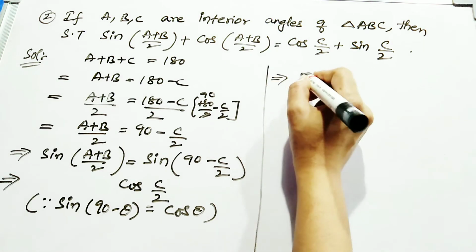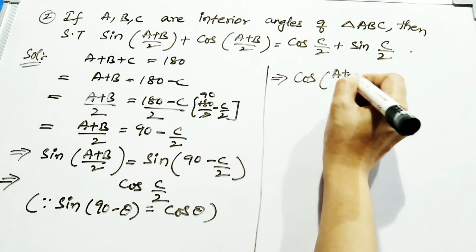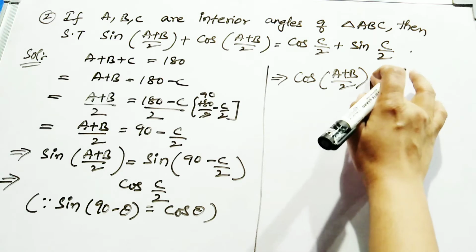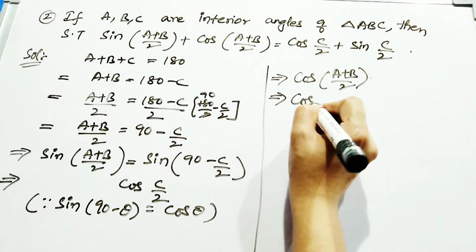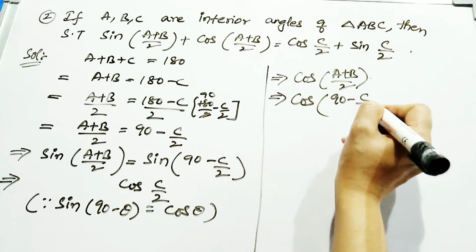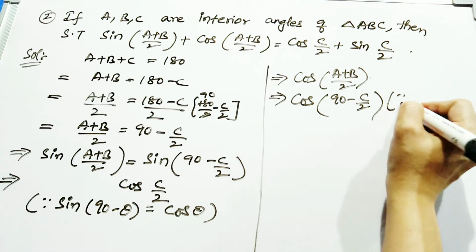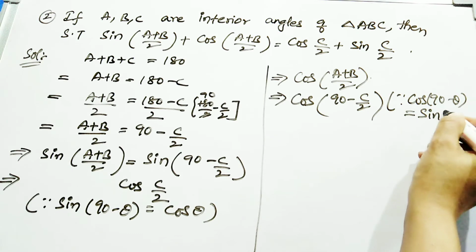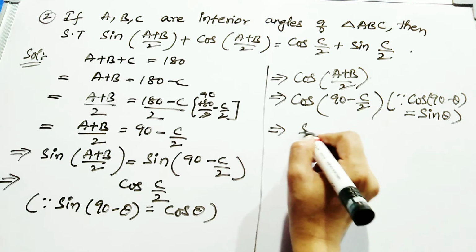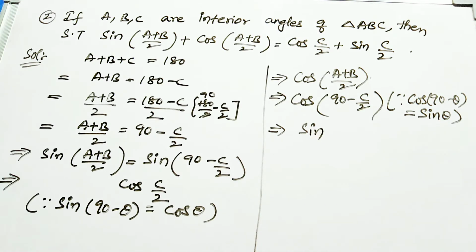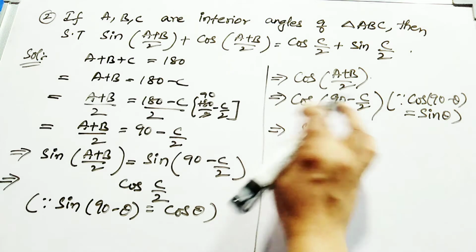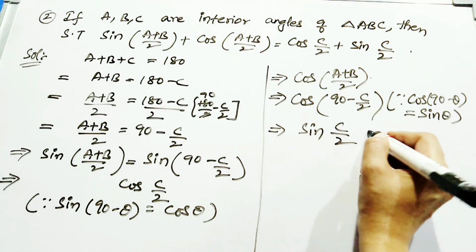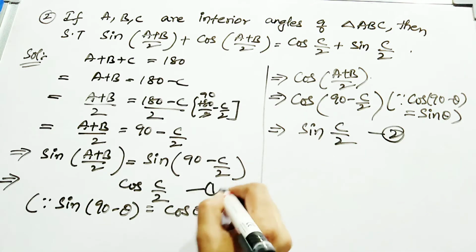Next, find cos((A+B)/2). So what value will you get? cos(90 minus C/2). What is cos(90 minus theta)? It is sin theta. Theta is C by 2. So it is sin(C/2).